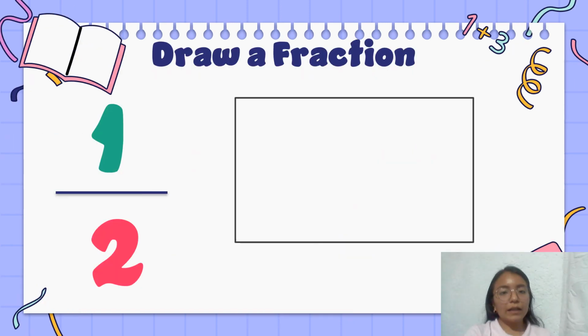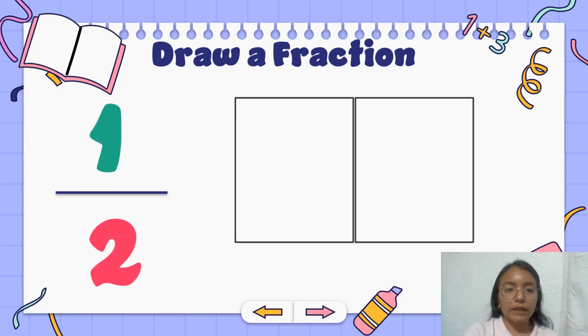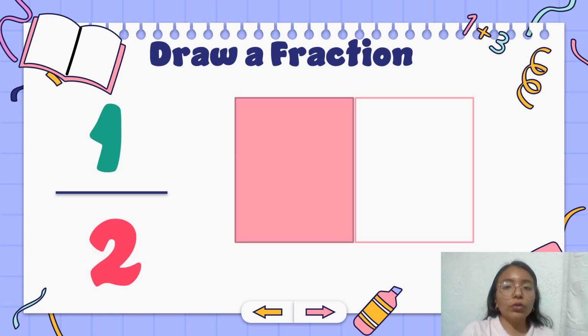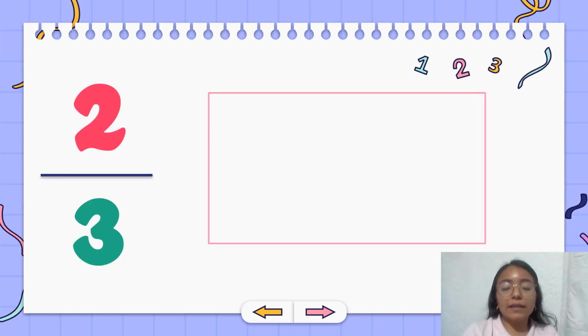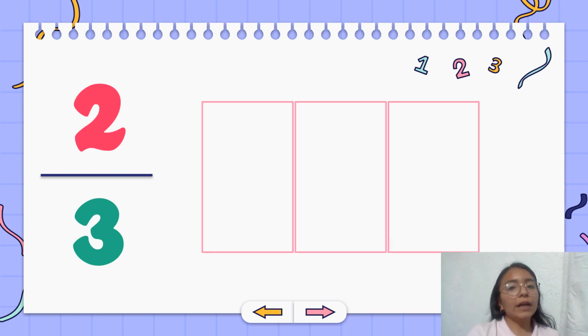Having this clear, let's see how to draw them or represent them. In this case, I have 1/2, which tells me to divide our figure into 2 equal parts and take or color one of them, and we can see 1/2. Next example, 2/3. We divide the figure in 3 and take 2 parts. We can see 2/3. Is it clear?